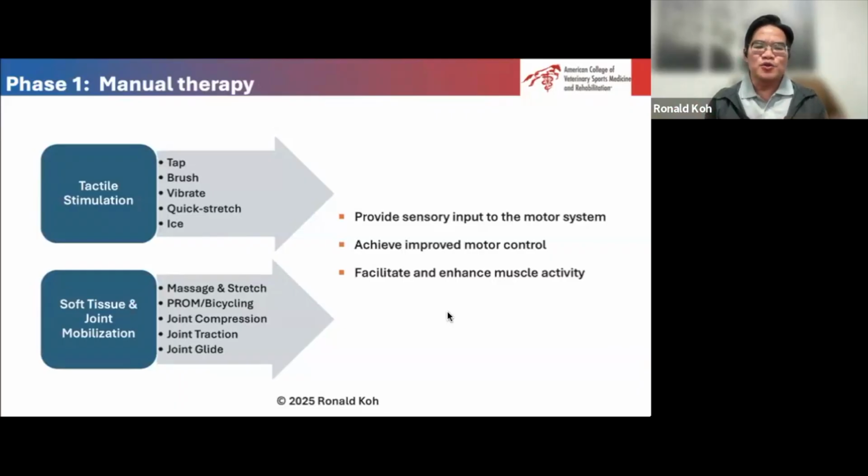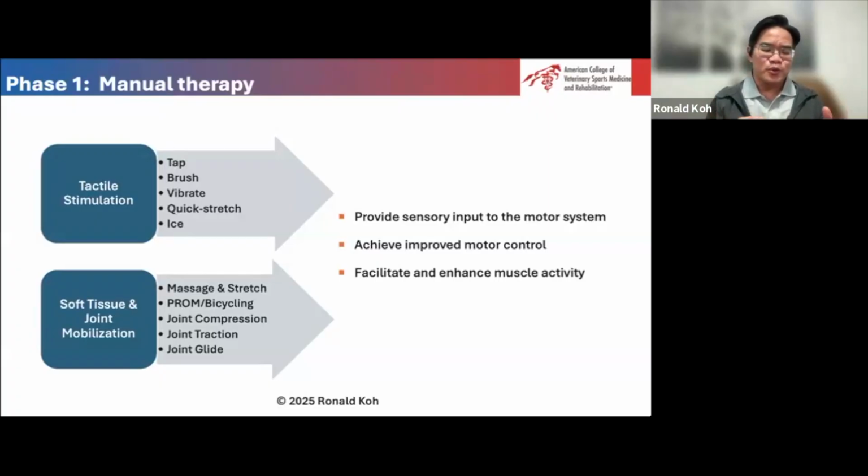I kind of divide it into 2 different categories. One is the tactile stimulation. So I use tapping, brushing, vibration, quick stretching, or even a short application of ice. Sometimes you can stimulate the muscle contractions, and that provides sensory feedback to the spinal cord.